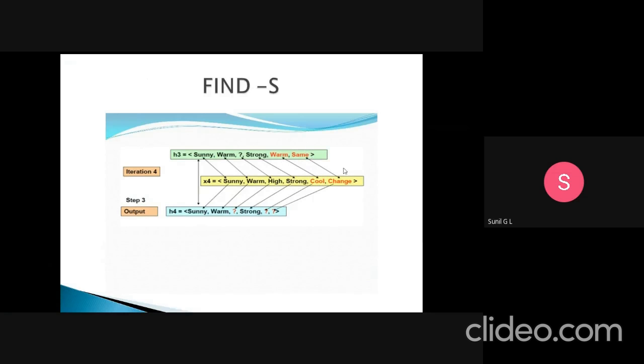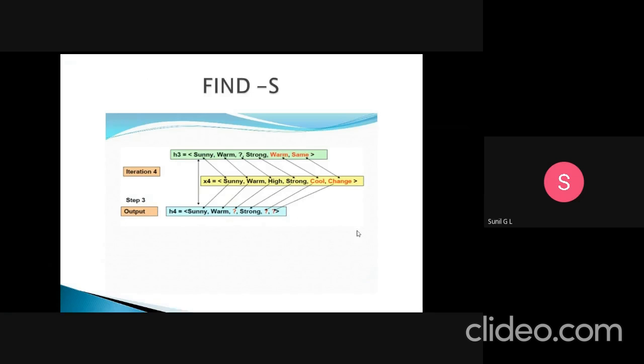And here same is there, change is there, so same and change are both different. So we will go for the general hypothesis. When the values are different, we will go for the general hypothesis. When we have the same values, we will keep the same value. So like that, this is the last instance, and this is the final hypothesis we are getting using the Find S algorithm. This is an example of how to solve the Find S algorithm.